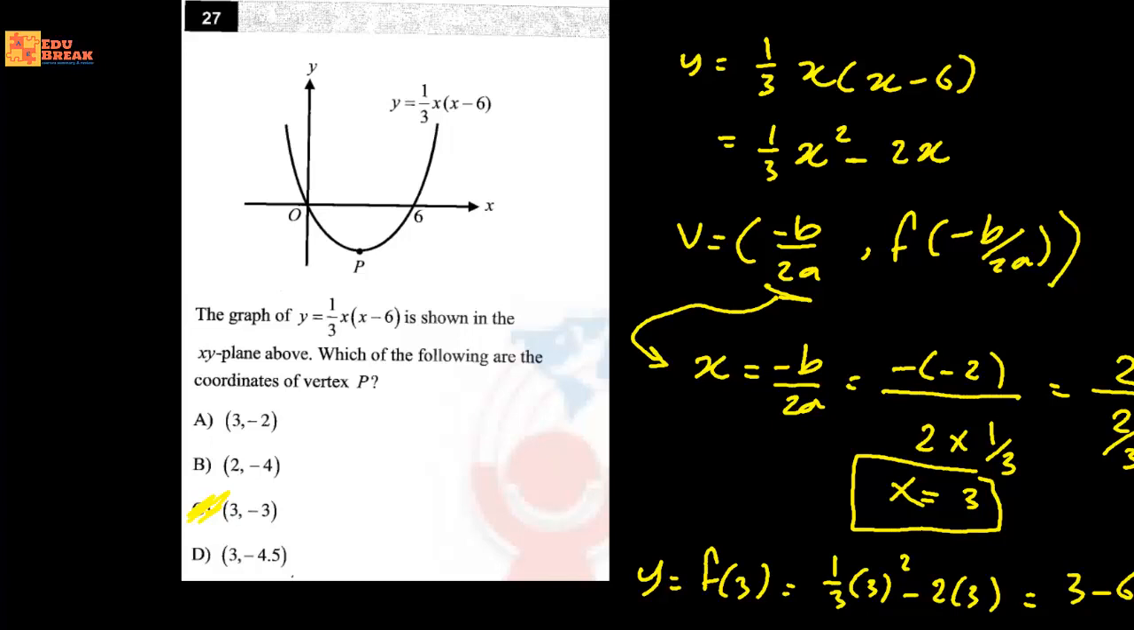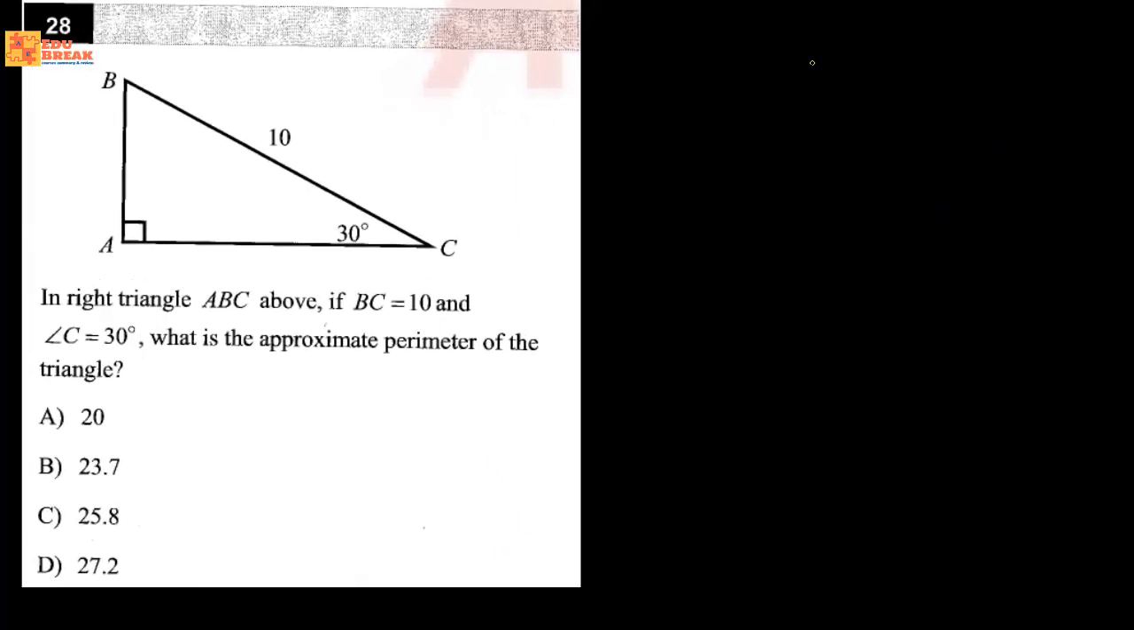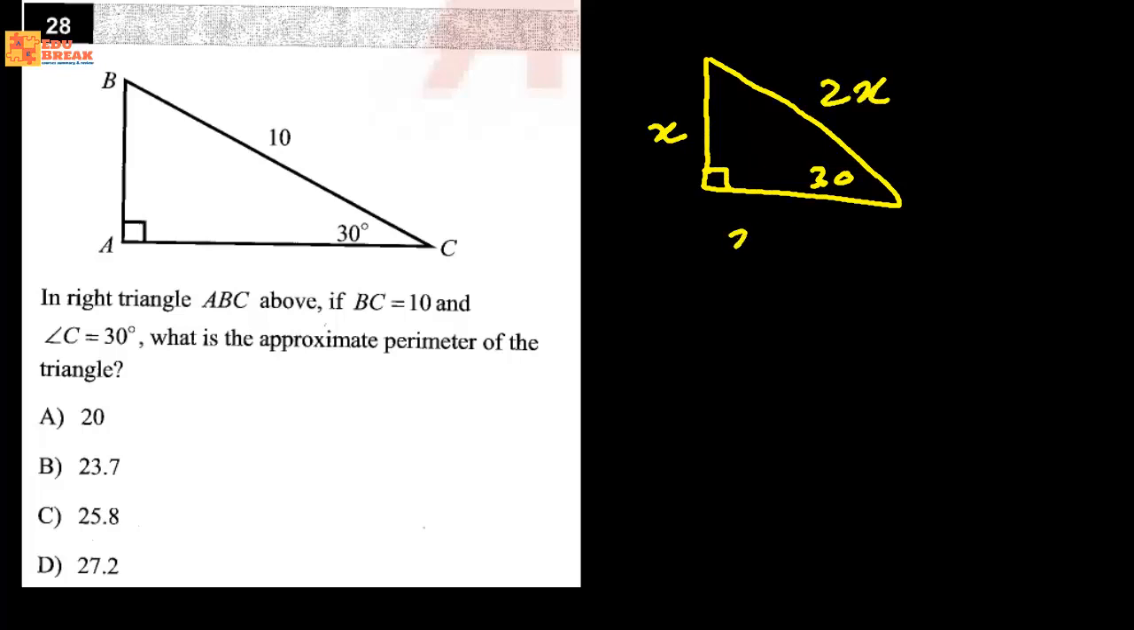Next question, question 28. In the right angle triangle ABC above, if BC equals 10, the hypotenuse, and the measure of angle C equals 30, what is the approximate perimeter of the triangle? We have 30 and 90, so this is a 30-60-90 triangle, and we have a rule: the side opposite to 30 equals x, the hypotenuse is 2x, and the third side is x root 3.